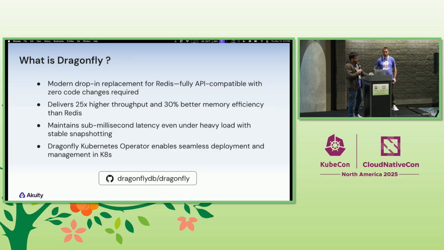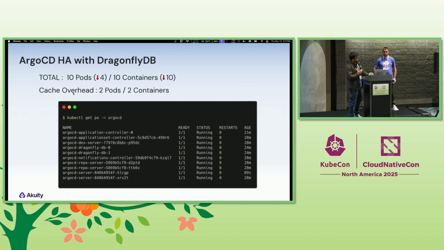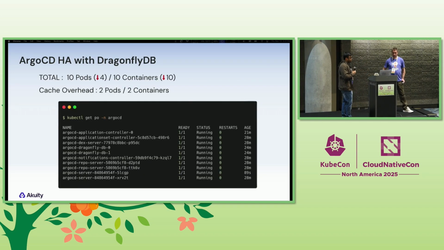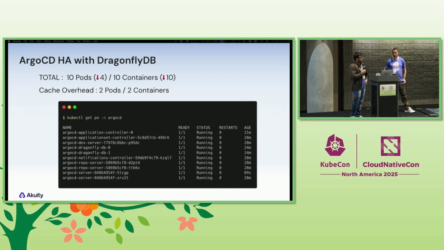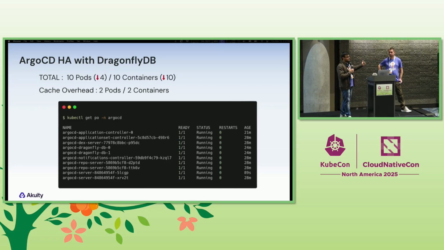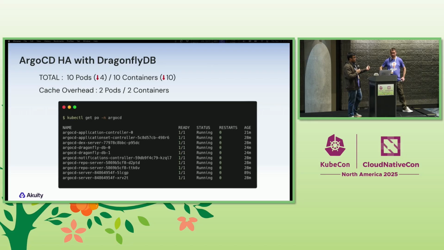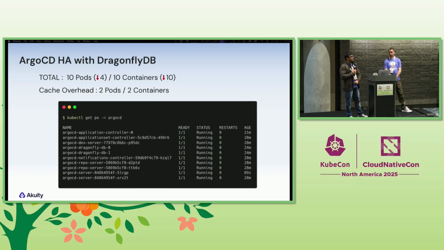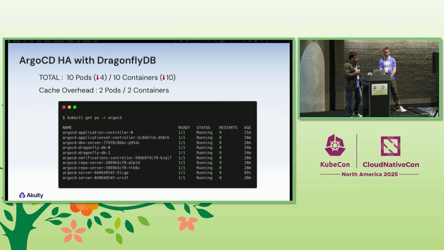Given all of that information, let's take a look at the Argo CD setup with Dragonfly. This is basically a one-to-one setup with the previous Redis version that we just saw. It gives the same guarantees of HA as the previous version. The only difference is we have replaced Redis with Dragonfly pods here. The first thing you can already notice is the number of pods. It has reduced significantly.